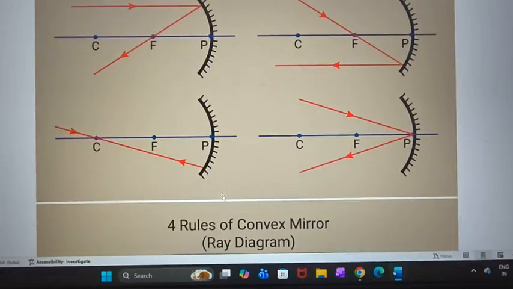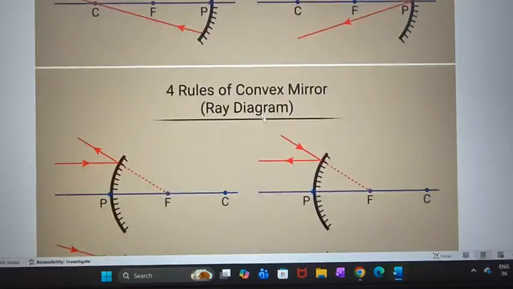If it is passing through the center of curvature, there is no deviation at all. It will just get reflected back along the same path. And if a ray is coming at some angle near the pole, the principal axis will act like the normal over here. So this angle only should come over here, and like that it will get reflected, so that the angle of incidence is equal to the angle of reflection.